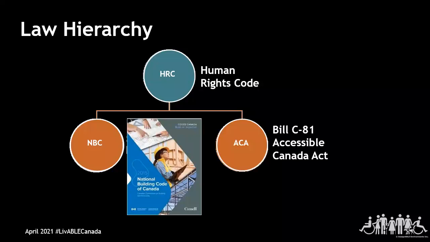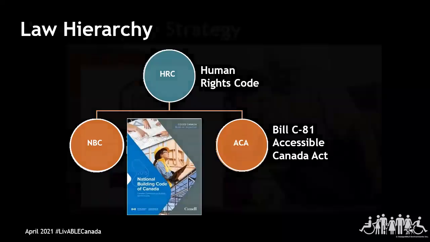That means that we actually have a hierarchy in our laws. The Human Rights Code is the higher law. So if it says we shall not create discrimination in our buildings and spaces, the building code, which could be the National Building Code or your local provincial building code, the Accessible Canada Act or your local provincial accessibility acts, are actually below the Human Rights Code in the hierarchy of things. So human rights tribunals have warned us that by simply following the minimum requirements from the National Building Code and from the Accessible Canada Act, for example, you may not be meeting the Human Rights Code requirements.